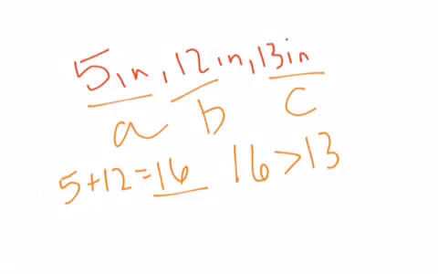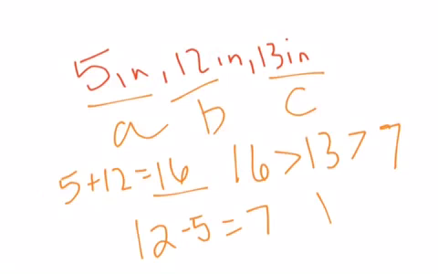Alrighty? But 13 also has to be greater than their difference. So let's do 12 minus 5. That is going to give us 7. Is 7 less than 13, and is 13 greater than 7? True. Okay? So these 3 lengths could form a triangle. Alright, let's do it one more time.